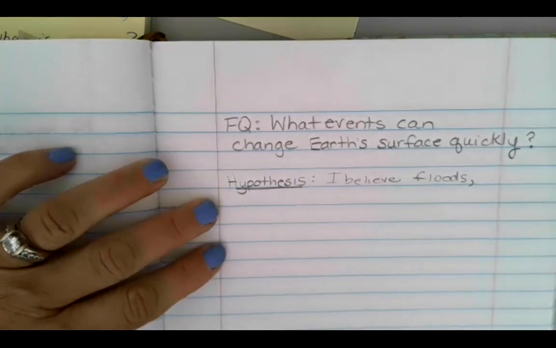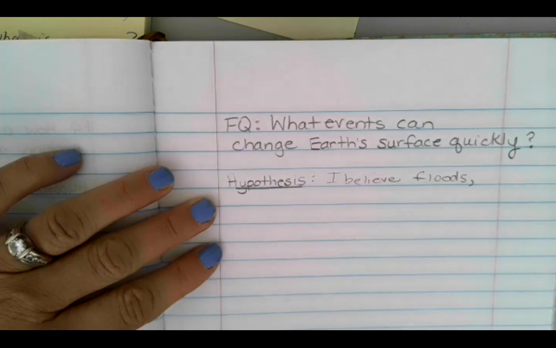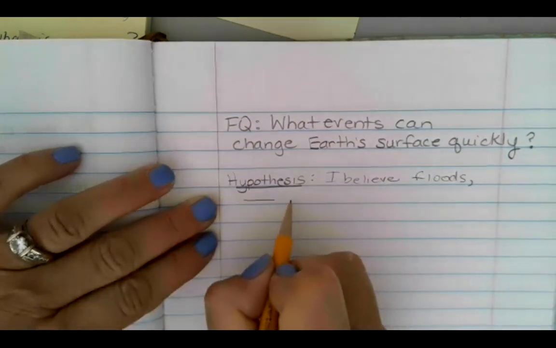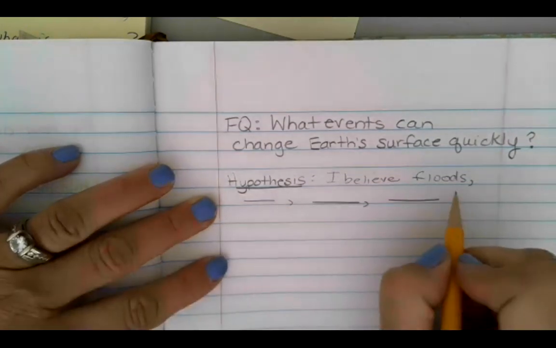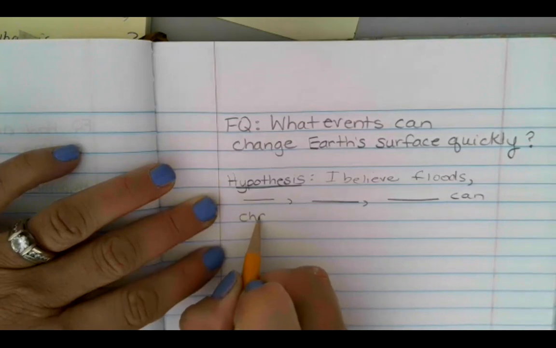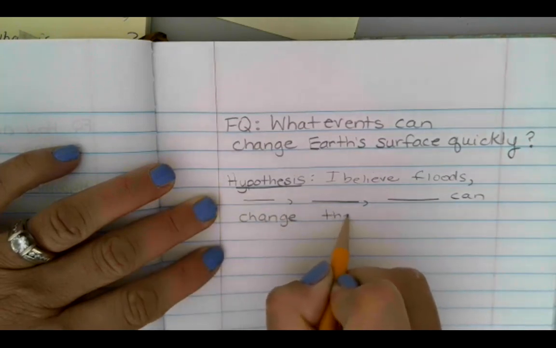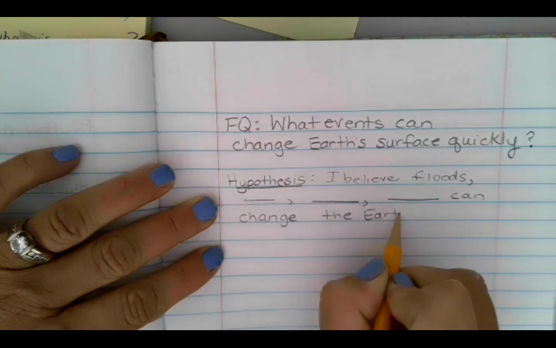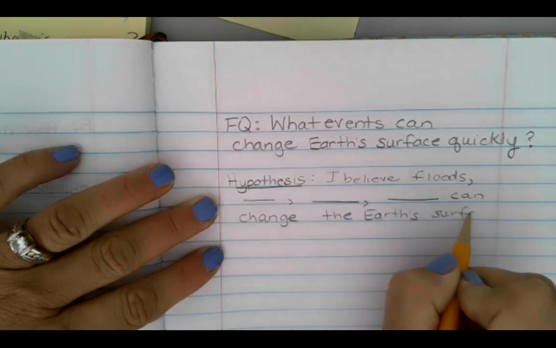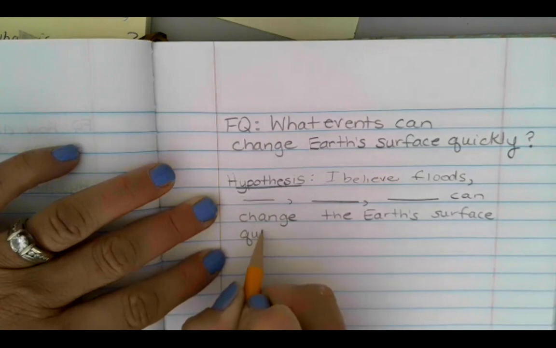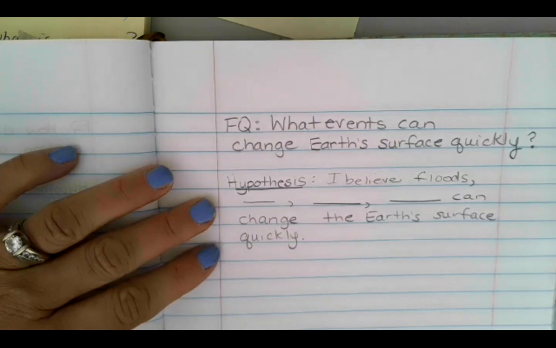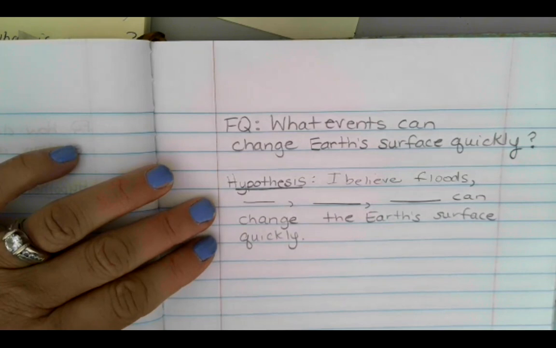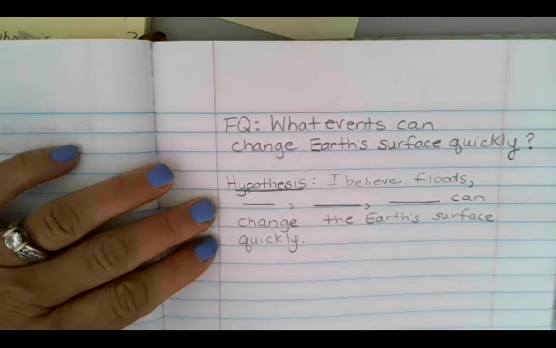What else can change Earth's surface quickly? I'm going to just put blank, blank, blank. I want you to come up with some ideas. Now I'm going to share my screen and I'm going to show you some slides, and we're going to talk about 4 different types of events that can affect Earth.